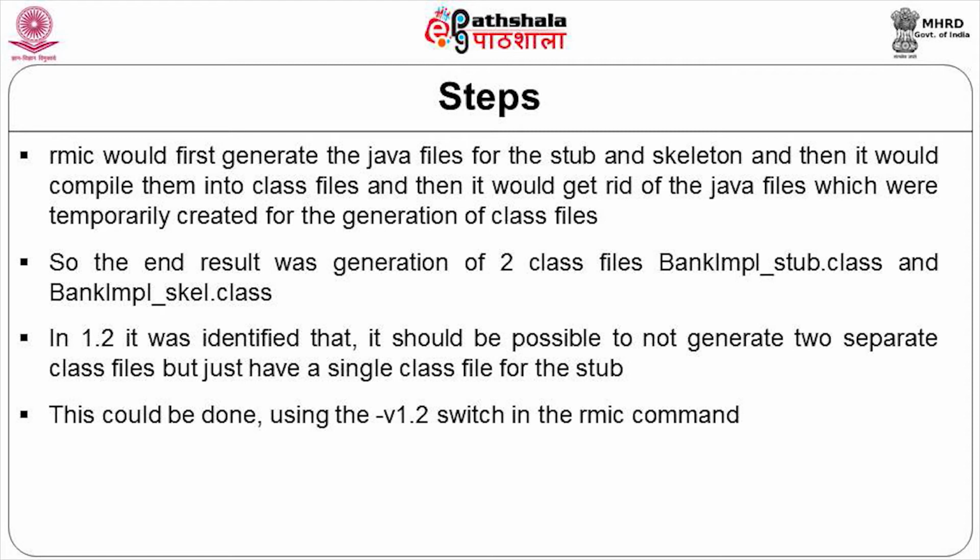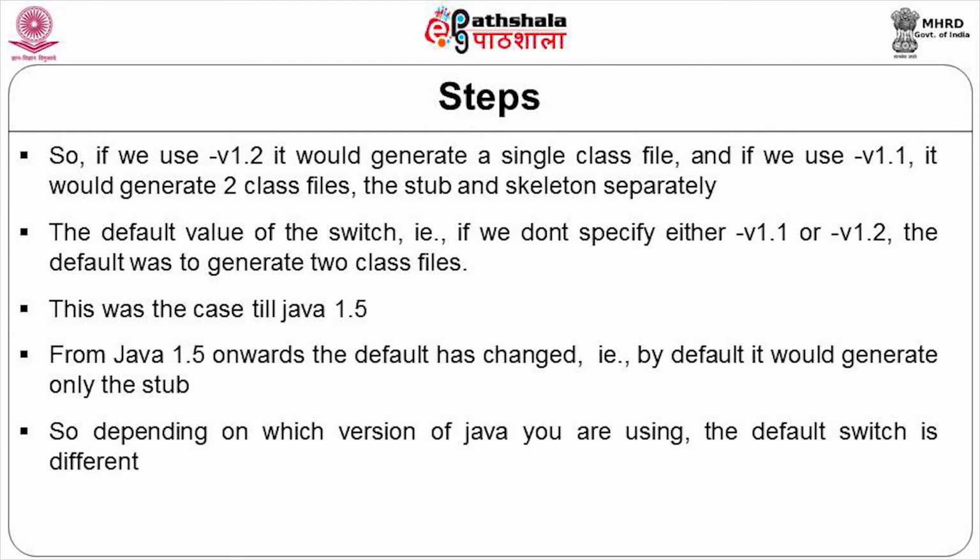But then in 1.2 they decided it should be possible not to manage two separate class files, and instead manage a single class file, so only the stub class should be generated. This is done with a command line option they added to the RMIC command, called -v1.2. If you say -v1.2, it generates a single class file. If you use -v1.1, it generates two class files, the stub and skeleton separately.